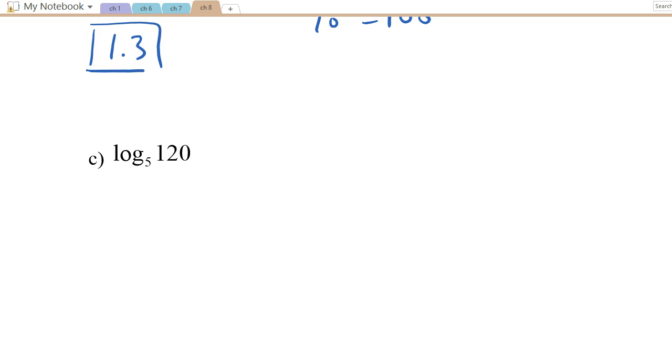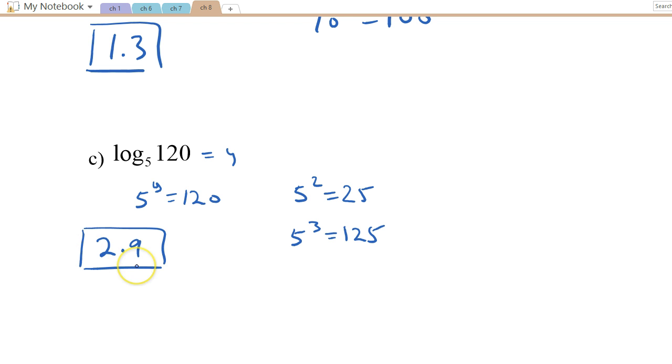Very quickly, our last one here, log base 5 of 120. So if I put it in exponential form, I get 5 to the power of y is equal to 120. And if you recall, 5 squared is 25. 5 cubed is equal to 125. So I want something that's very, very close to 3. So probably 2.9 would be pretty good. Actually, when I check it in my calculator, I think the answer is very, very close to 2.9875 or something like that. It's actually closer to 3 than it is to 2.9. But that'll work just well for you.